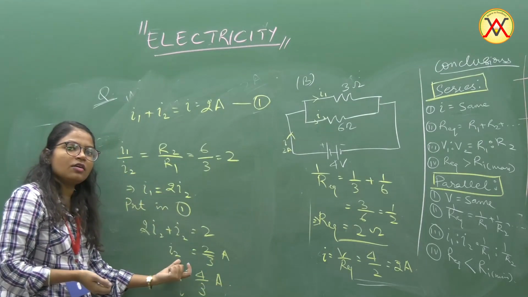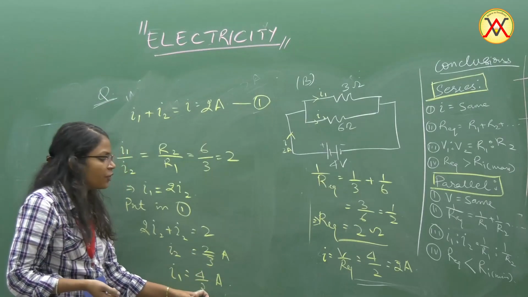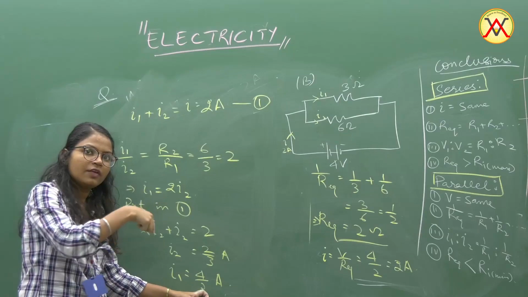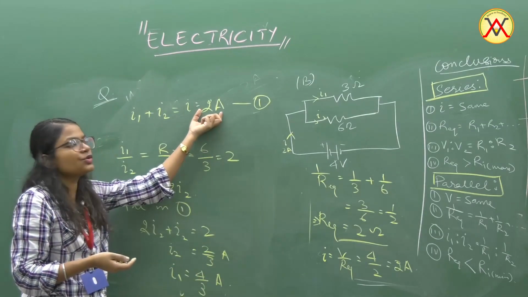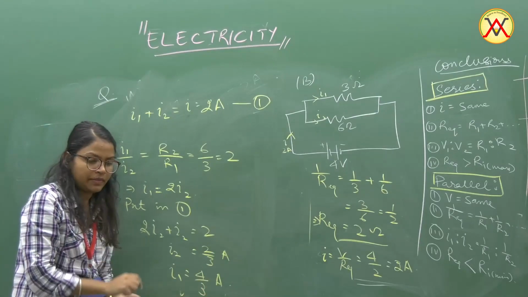To check the validity of our answers, add these two. 2 by 3 plus 4 by 3 becomes 6 by 3. If we solve it, we get 2 ampere, that is I. That means our solution is apt.